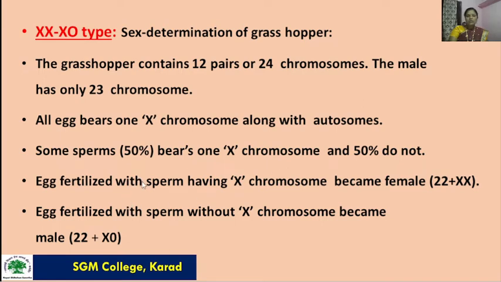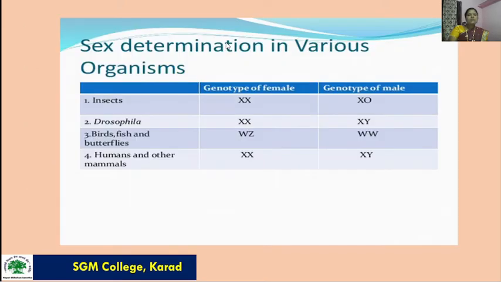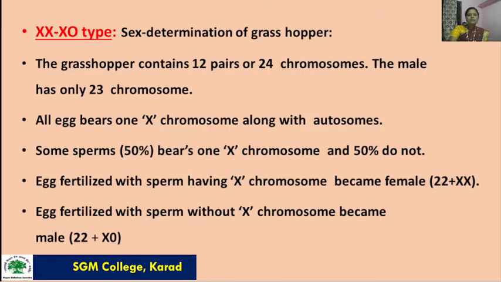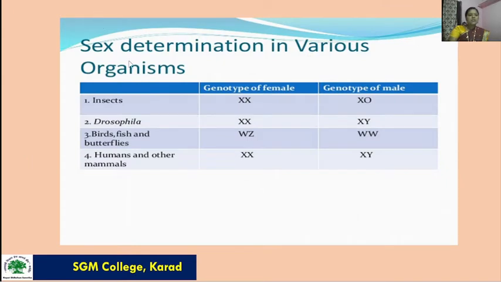The egg fertilized with a sperm having an X chromosome becomes female, 22 plus XX. Eggs fertilized with a sperm without an X chromosome become male, 22 plus XO. That's why it is known as the XO type, and this is found in grasshoppers. Let us see the next slide, sex determination in various organisms.